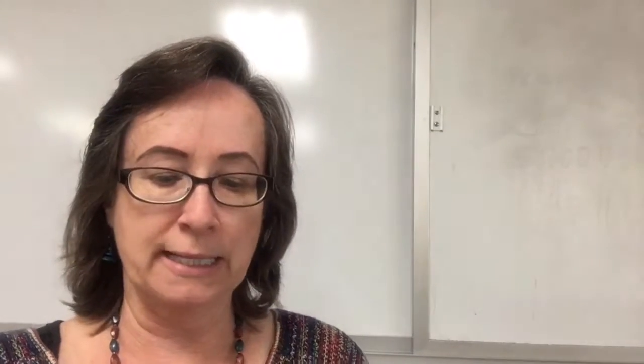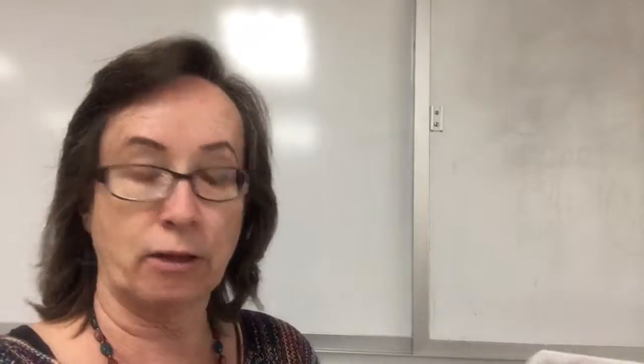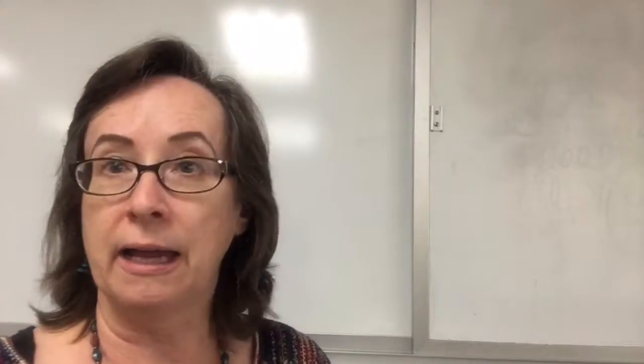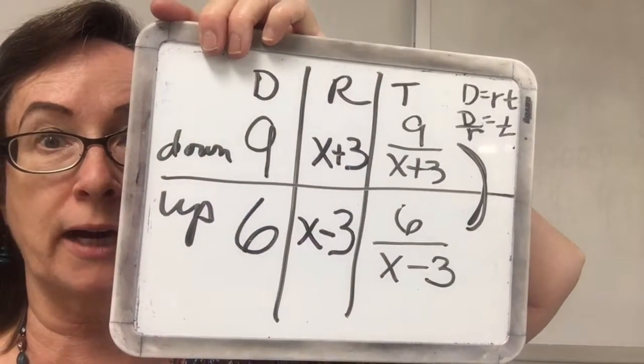Okay, so now I'm going to go get another board, because now we're going to have an equation. They told me that those two times were the same. So see my two times, 9 over x plus 3 and 6 over x minus 3, and the two times are the same, so I set 9 over x plus 3 equal to 6 over x minus 3.